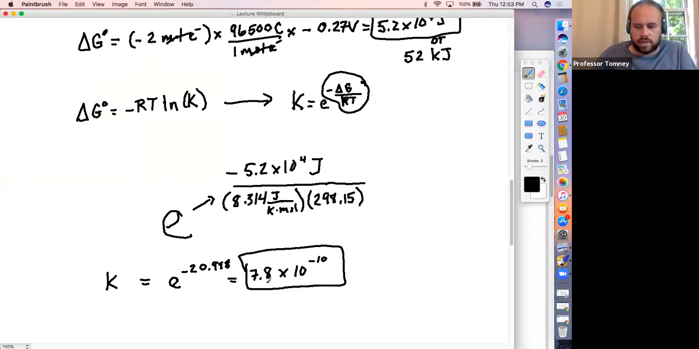Okay, so let's take a pause here because there was a lot of math involved in that problem. So does anybody have questions regarding problem 4, whether it's how we calculated cell potential, how that can be related to delta G, or how delta G can be related to the equilibrium constant? Okay, perfect. We're flying through it.